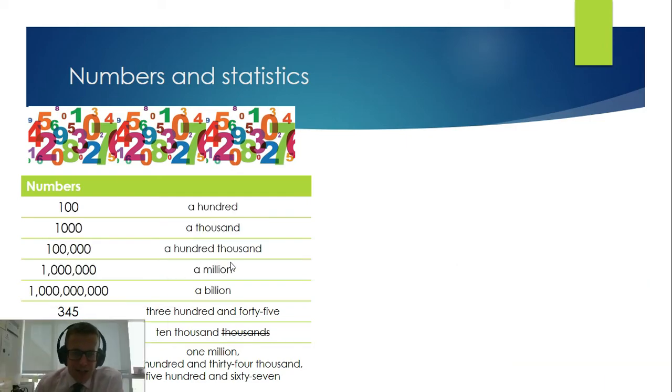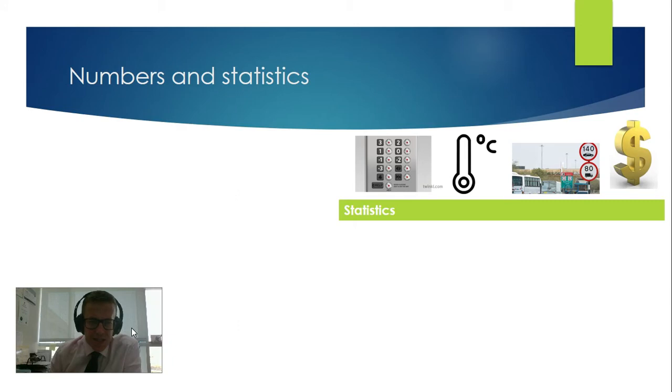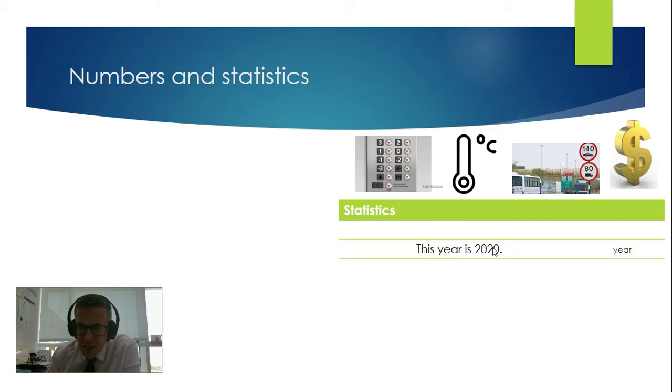Now we'll look at statistics. Now statistics are when you use numbers to describe things like money or speed or weight or something like this. And we're going to look at how you say the certain symbols. So this one, this symbol, my absence is 15%. A year. So when we say this year is 2020, we tend to split it in the middle. We say the first two and the last two, 2020.